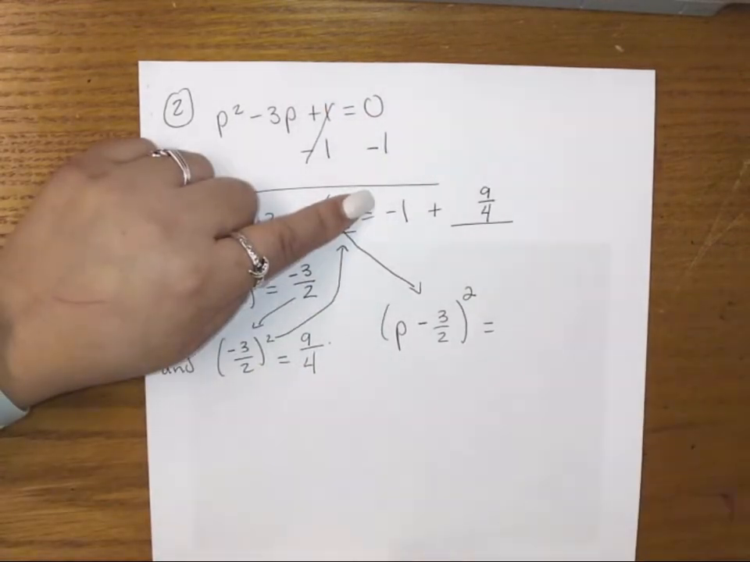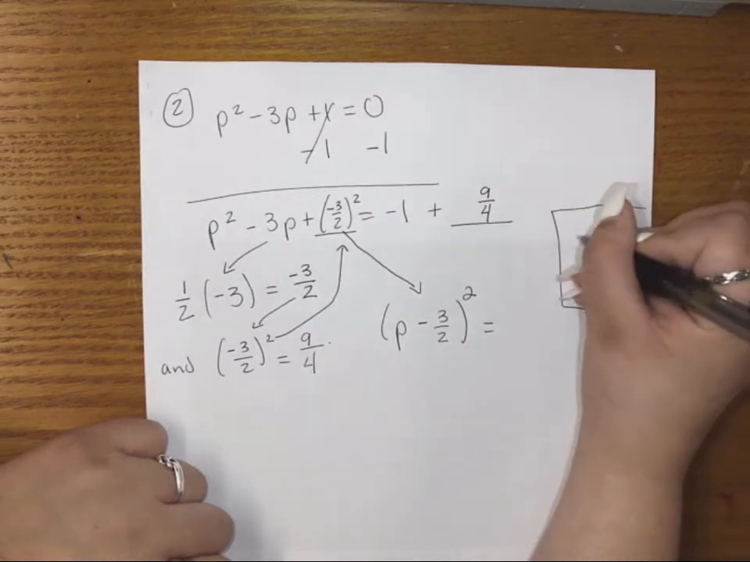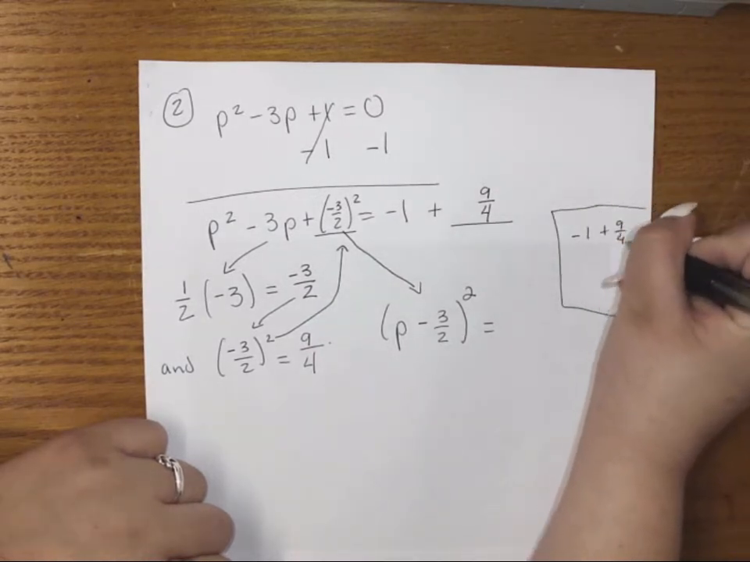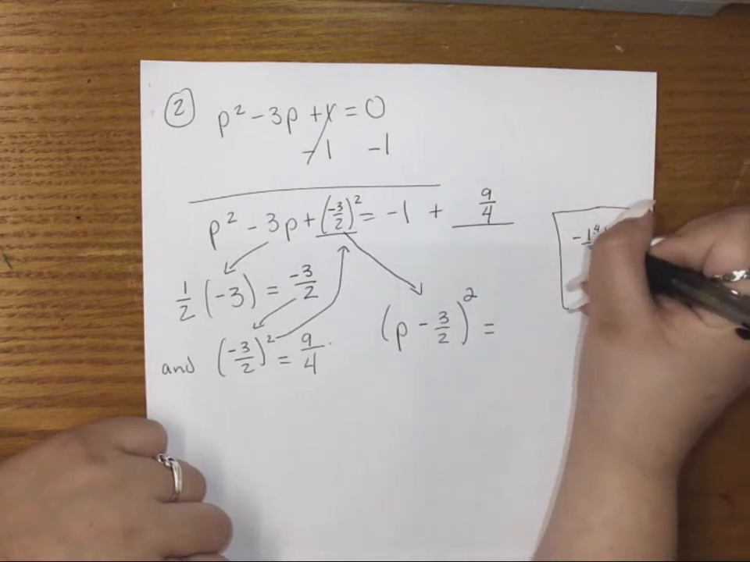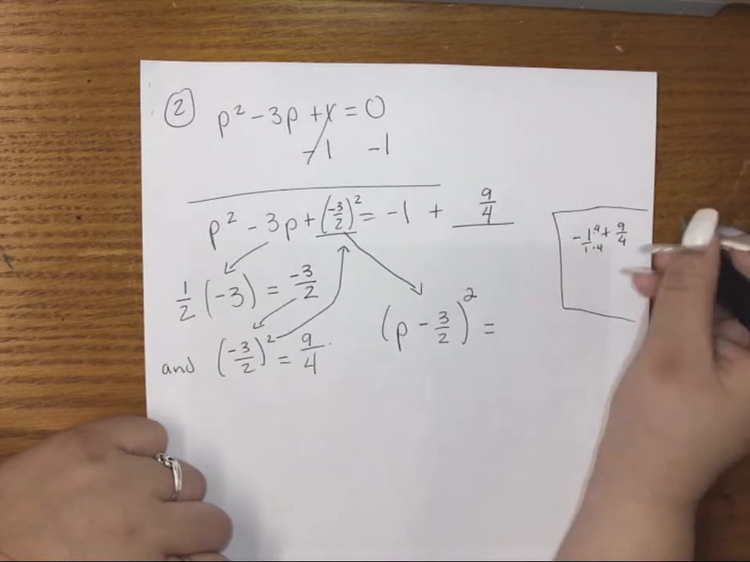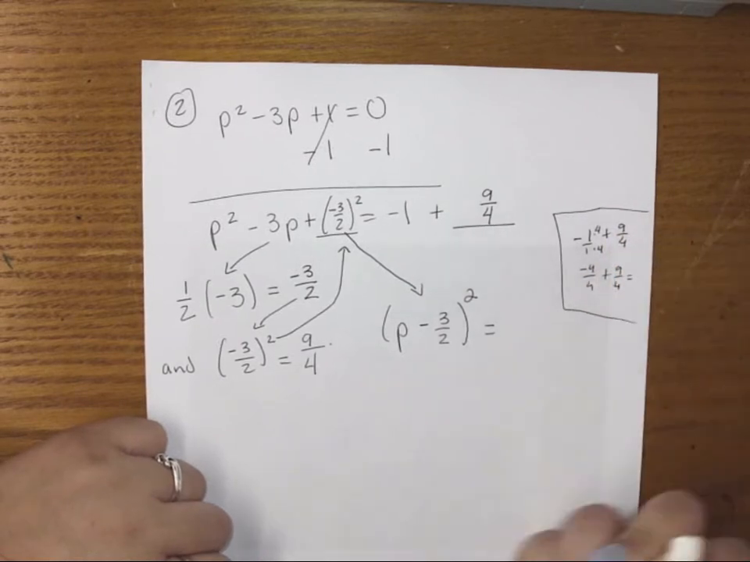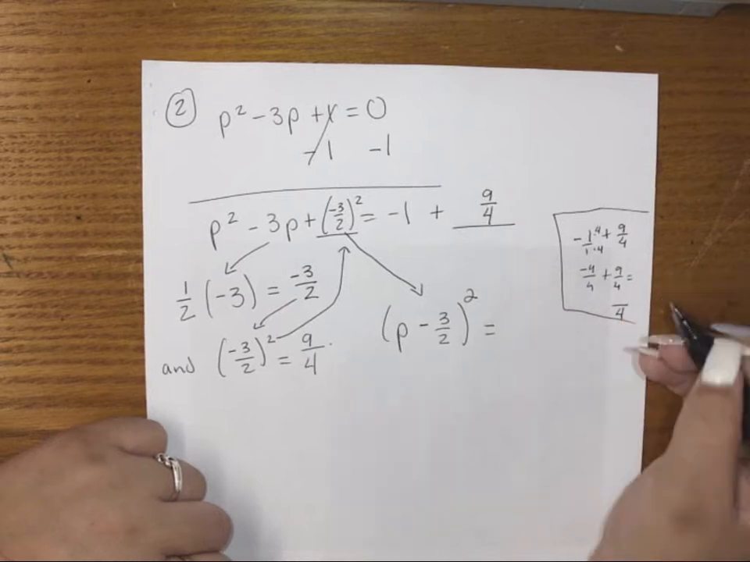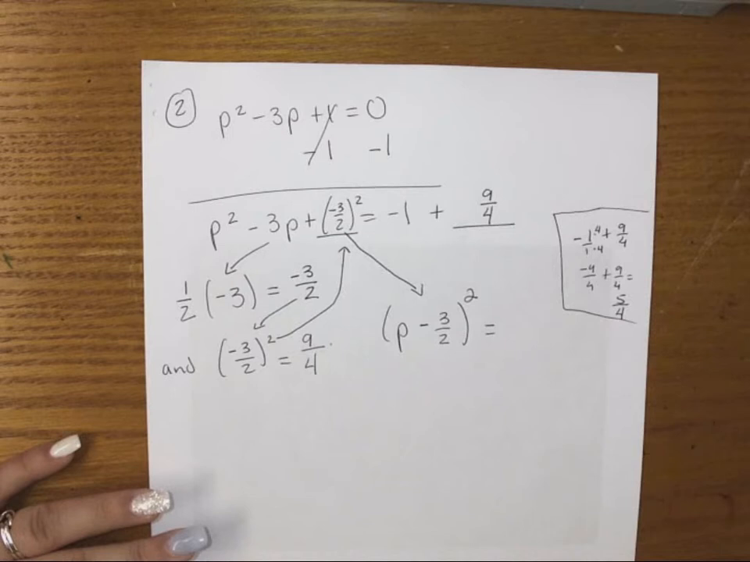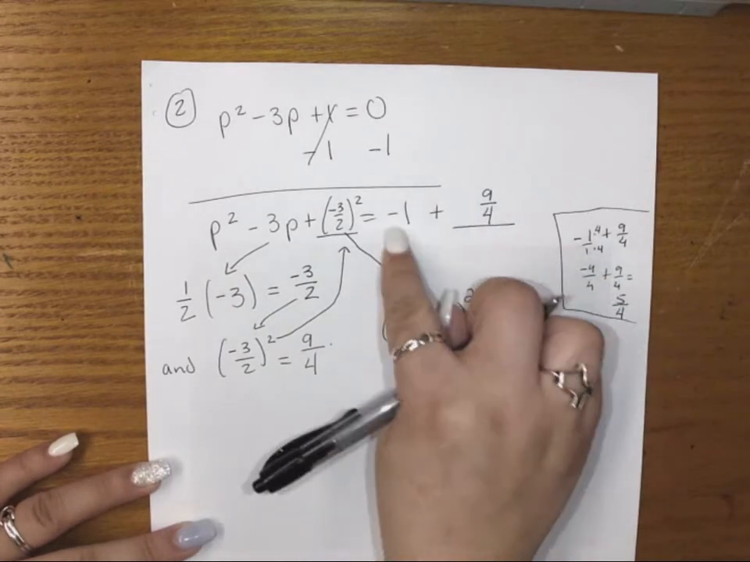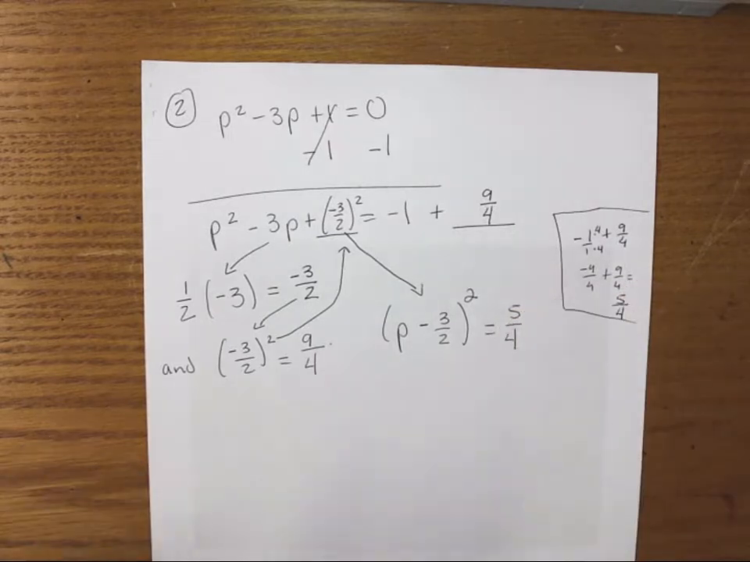Here we end up with -1 plus 9/4, so you have to do a little bit of side work. We have -1 plus 9/4. In order to add fractions, we need a common denominator, so we multiply this by 4. We end up with -4/4 plus 9/4. We have a common denominator, so we keep our denominator of 4. We add at the top: -4 plus 9 gives us +5. So this right-hand side simplifies to 5/4.